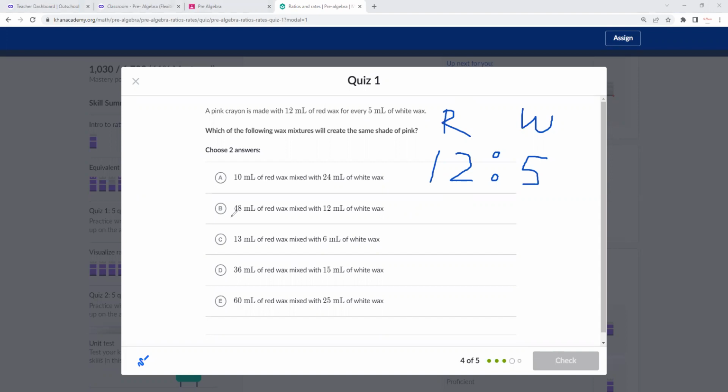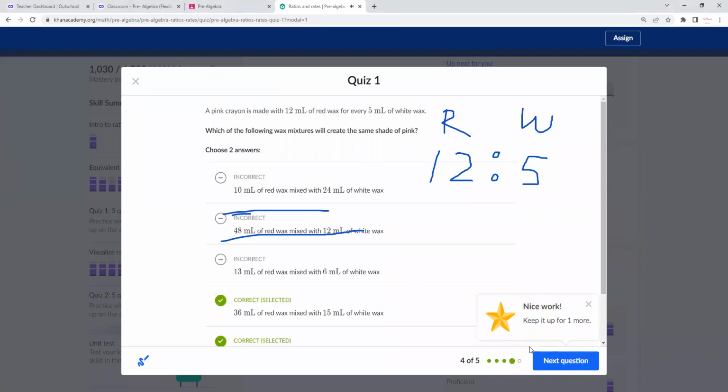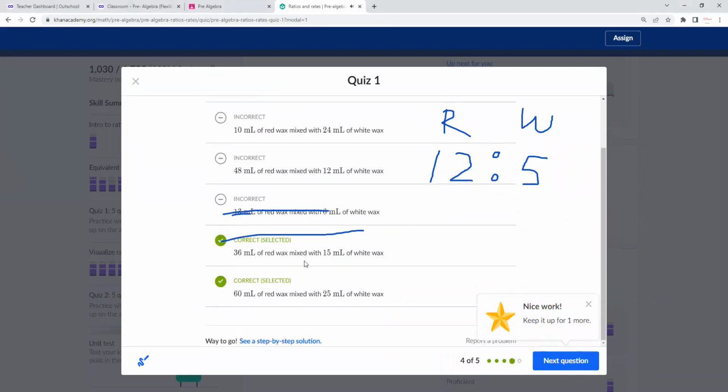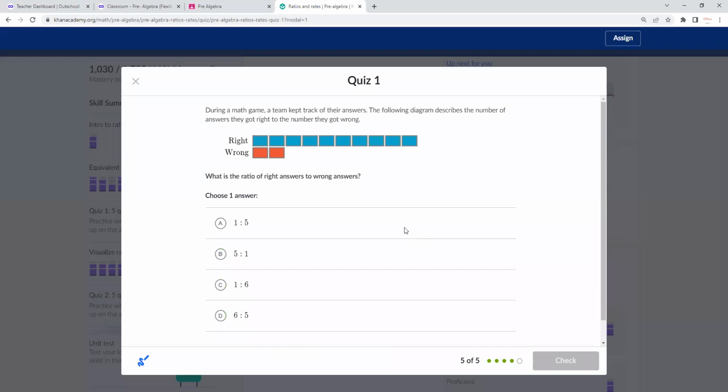So 12 times 4. Nope, that's not going to work. 12 times 3, 5 times 3. That one works. 12 times 5, 5 times 5. That works. So you want to look for equivalent ratios, right? Those can both be reduced to a 12:5 ratio. So this unit's not that tricky.